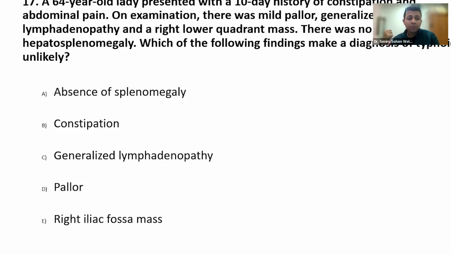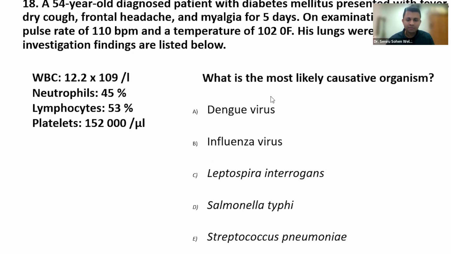So B, D, and E are of course out, so we are left with A and C. Out of that, what would make it less likely or unlikely would be a generalized lymphadenopathy. So we would go for C here. Right. So again, an easy question.